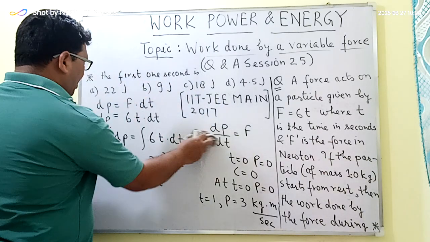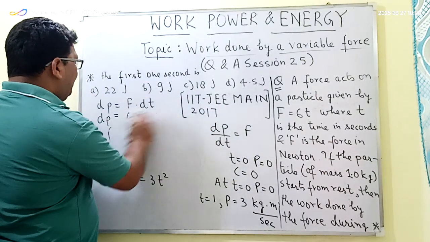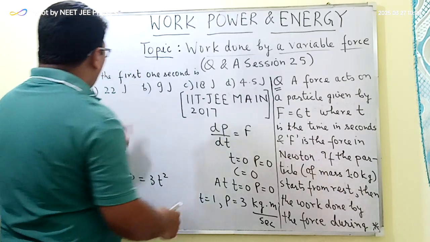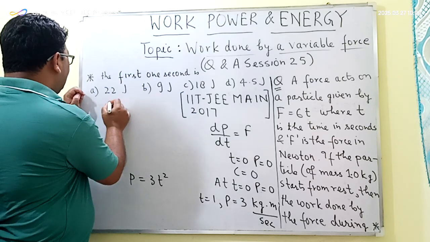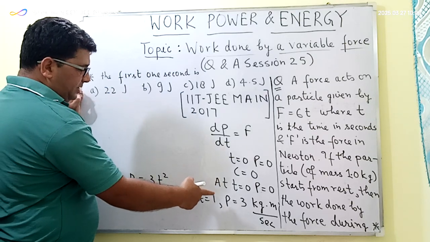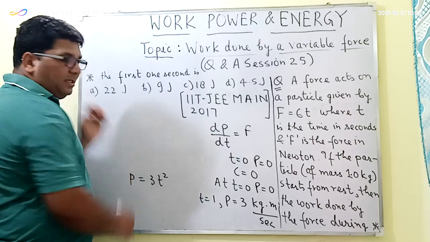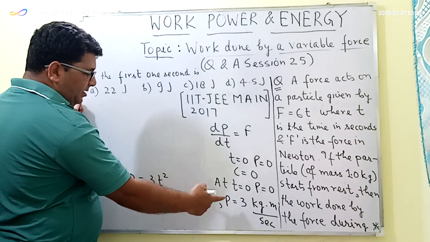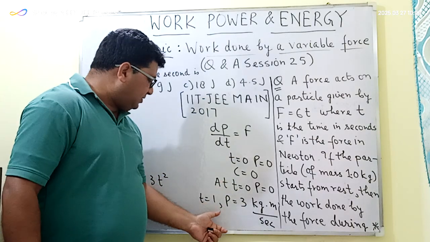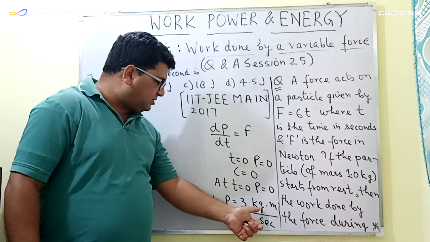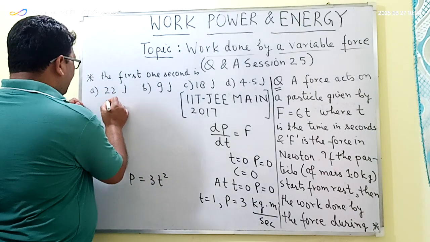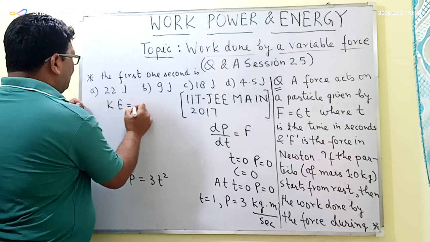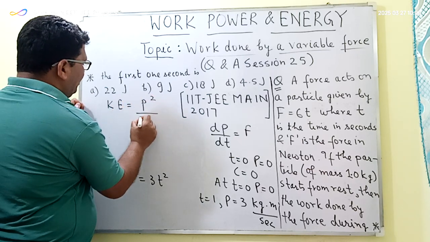So now the next important step here will be the utilization of the work energy theorem. So from 0 to 1 second, the change in the kinetic energy has to be calculated. Now here the momentum at t is equal to 0 is equal to 0, and at t is equal to 1, this is equal to 3 kg meter per second. Now we know that the kinetic energy is also equal to p square upon 2m.